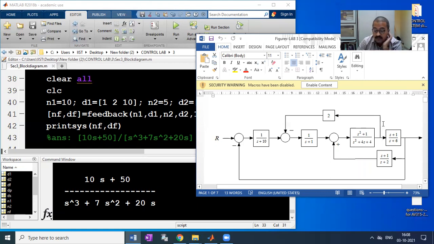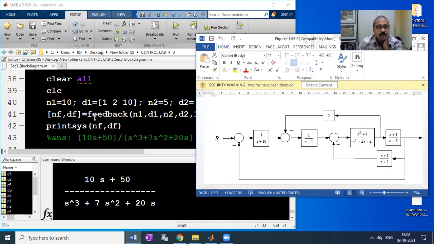Now assume that you are shifting this pick-off point to the right side of s plus 1 by s plus 6. What can we do? Then if you shift this point to this side, these two will be in cascade. This block and s plus 1 by s plus 2 will be in feedback. So you can reduce it. You can reduce 2 steps. So better we will shift this point to this side.